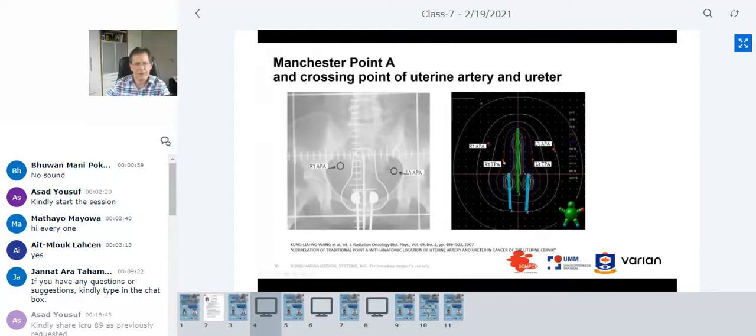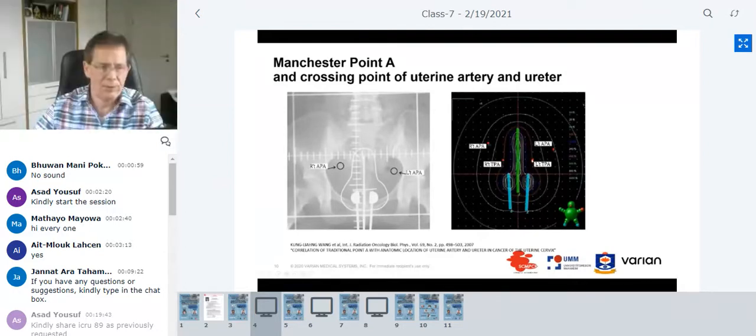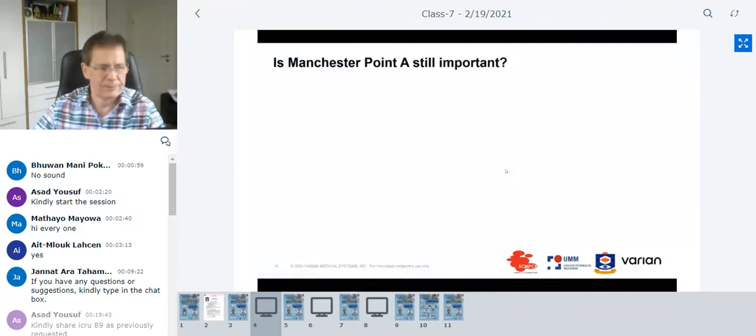And what you see is that this does not match. So the planning point A is the inner point here, and this is the anatomic point A. And he found out that only 30 to 35% of the dose that is delivered to the Manchester point A is delivered to the anatomical point A. So there's quite a difference. So the question is, is Manchester point A still important?